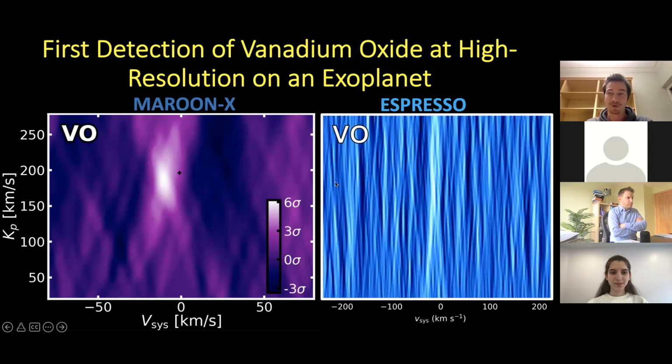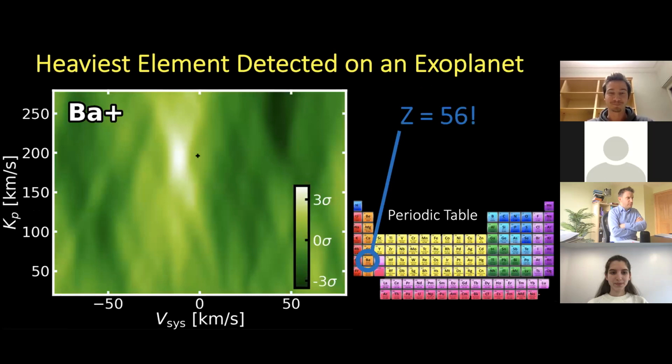Another thing that we were quite surprised to see is this ionized barium. Obviously, this detection is a bit weaker, but if this is confirmed, this would actually be the heaviest element that has been detected on an exoplanet. If you look at our periodic table, it's way down over here with an atomic number of 56, where the previous heaviest element that I know would be of 38. So if this is confirmed, this would also be a very cool result.